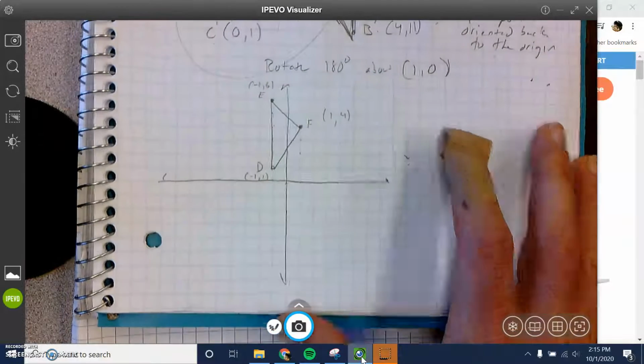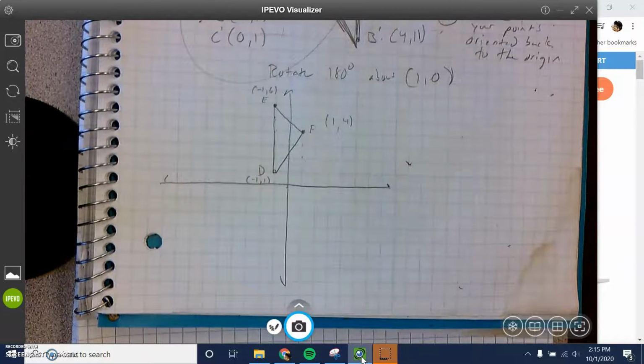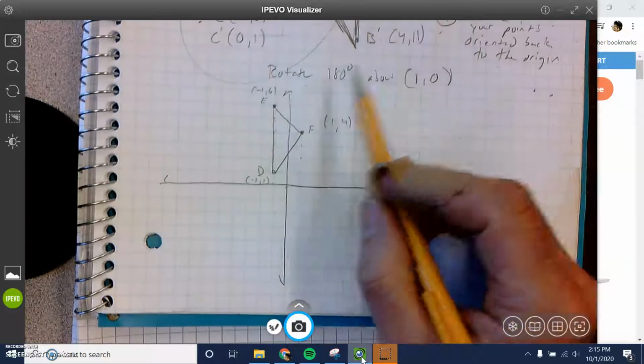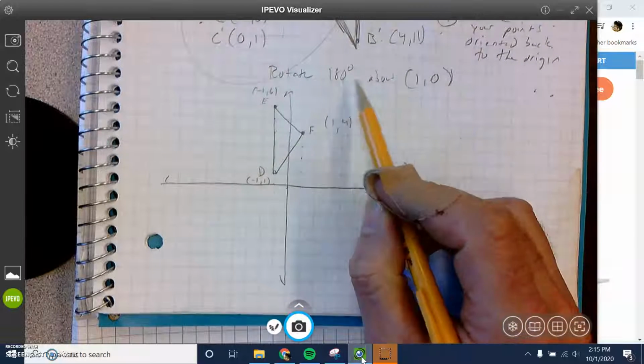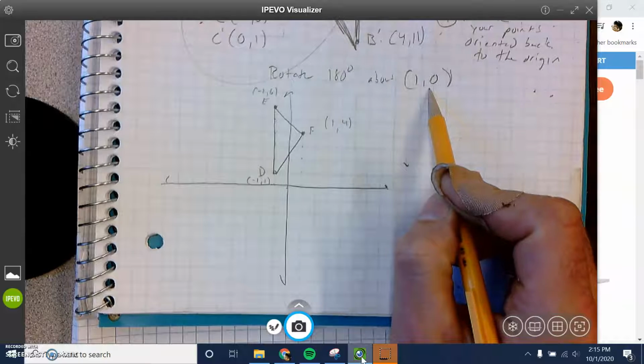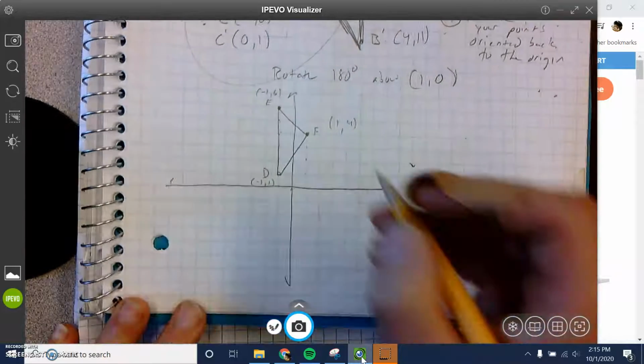All right, here we go. So here's another one that rotating around a point. Okay, check it out. So we are going to rotate this triangle around point 1, 0, but we're going to rotate 180 degrees around that. So the same rules apply, essentially.